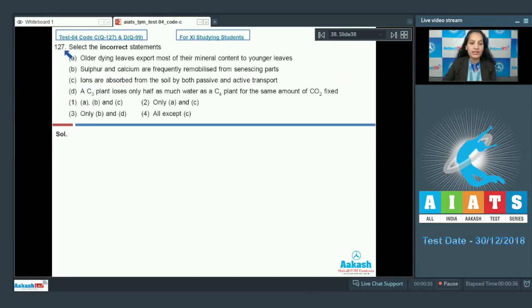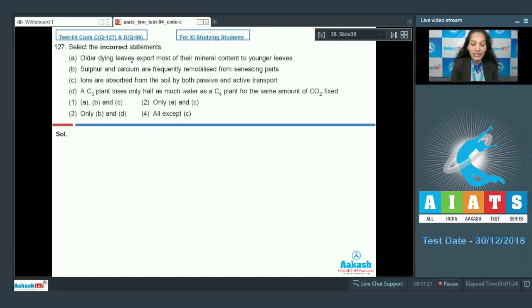Question number 127. Select the incorrect statements. Statement A. Older dying leaves export most of their mineral content to younger leaves. B. Sulfur and calcium are frequently remobilized from senescing parts. C. Ions are absorbed from the soil by both passive and active transport. D. A C3 plant loses only half as much water as a C4 plant for the same amount of CO2 fixed. Option 1, A, B and C. Second, only A and C. Third, only B and D. Fourth, all except C. So see the statements one by one.